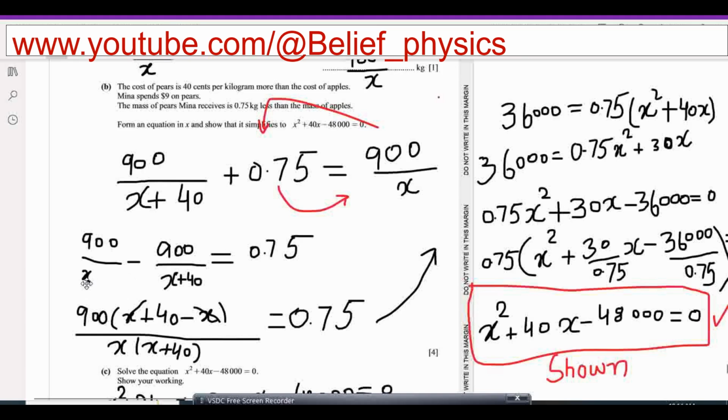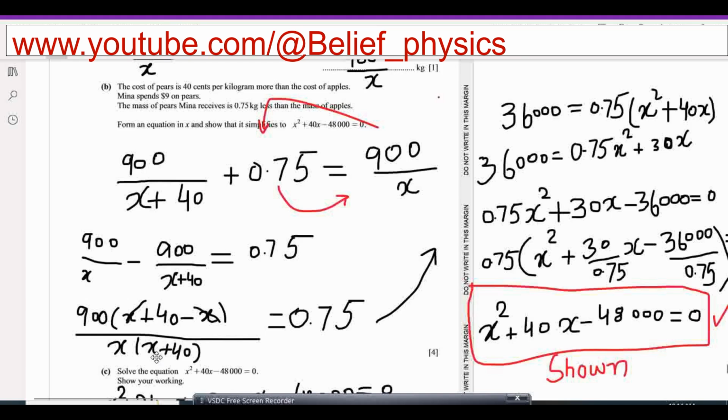Take the LCM. LCM is x into x plus 40. So x plus 40 will be here and x will be here, multiplied here. 900 is in both numbers, so it is taken out common. So we get x plus 40 minus x. x is cancelled with x. So we get 900 into 40, which is 36,000.